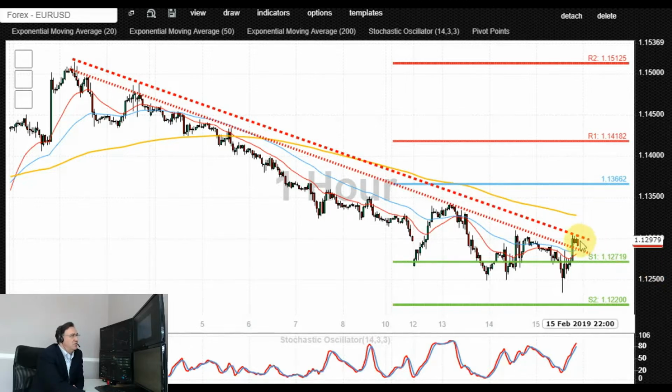Alternatively, either a controlled pullback and a rally, or a breakout and end of day close above that 1.1290 or 1.13 level would negate the bearish outlook and cause a breakout higher, potentially targeting resistances towards 1.1350, 1.1366. Breakout above that level could likely target further resistances to the upside, initially at 1.14, 1.1418. Breakout above that level, 1.15, 1.1510 to the upside.